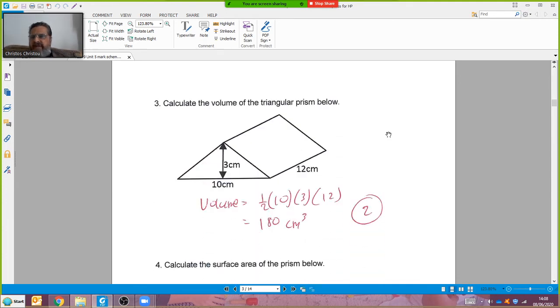Question 3, generally done okay by some of you. You will know that a volume is the area of the front face multiplied by the depth as it goes into the page. Well, the front face is a triangle, half base times height. Get your answer if you want to, and then you can multiply by 12, or do it one step. Half base times height times 12, 180 centimeters cubed with a unit. 2 marks.